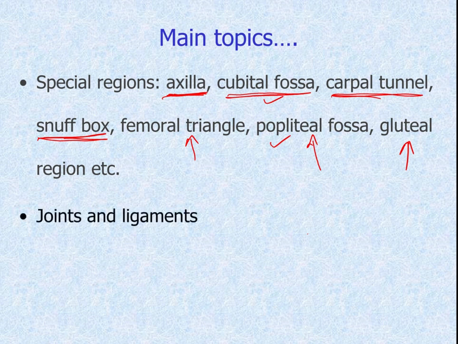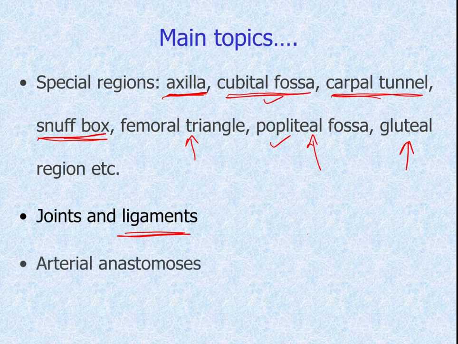Then the joints and ligaments, there are several joints in both these limbs. And you need to know a few things about these joints and the factors stabilizing or maintaining these joints. Sometimes it is bony factors, muscle factors or ligament factors. And in joints like the knee joint, where the upper end of the two bones are flat, to maintain the joint you have to have very strong ligaments. So then you study about the ligaments as well.